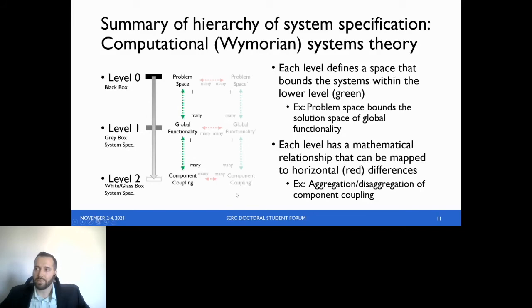Another thing that Wymore didn't account for: Wymore actually only accounted for this morphism right here at this level, what I'm calling level one here. What Wymore did not account for was morphisms at this level zero, or morphisms down at the component coupling level. And these are things that I believe we can actually use within our practice and education of systems engineering.